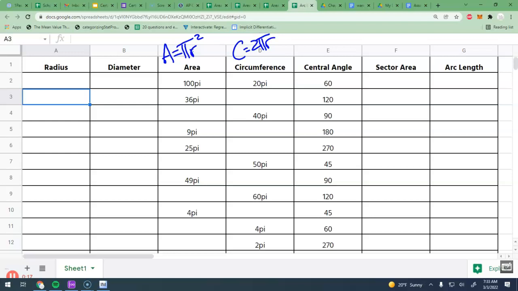So I'm just adding sector area and arc length. You want to throw the formulas? I got formulas up here, but if not, throw them on your paper. That might not be a bad idea. That's degrees over 360 times area, degrees over 360 times circumference.